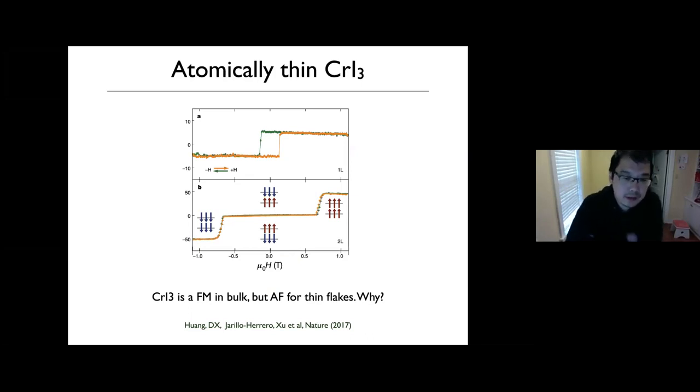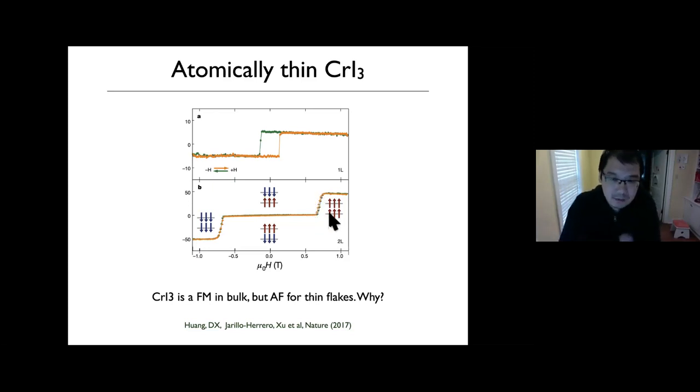So basically, a couple of years ago, Pablo and Xiaodong Xu's group synthesized this atomically thin chromium triiodide. A very interesting thing that was found is that in monolayers, this magnetic hysteresis loop shows the standard ferromagnetic behavior. But for the bilayer, that's what they see in the experiment. By now we know that this is basically standard antiferromagnetic behavior, and this is a spin flip transition.